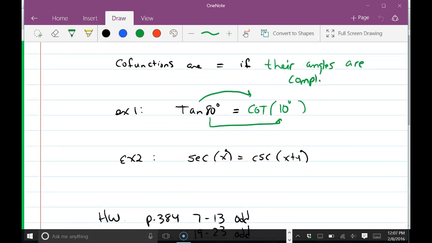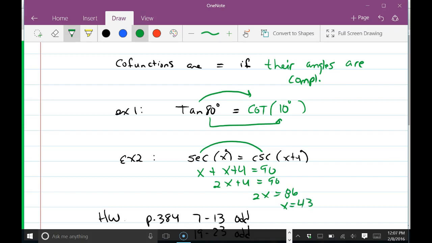Another typical problem would be secant x equals cosecant x plus 4. Cofunctions are equal if their angles add up to 90. So now I could solve for x and get each angle. One angle would be 43, and the other angle would be, so it would be the secant of 43 degrees would equal the cosecant of, well, what's 43 plus 4? 47 degrees.